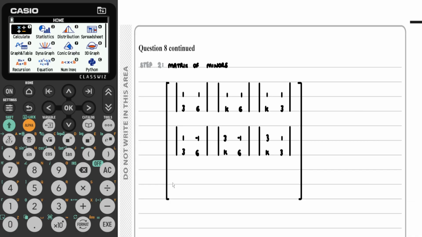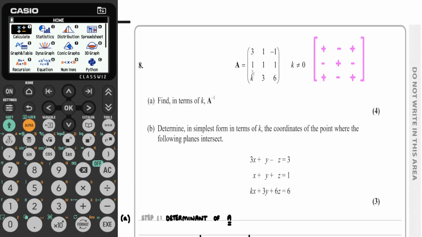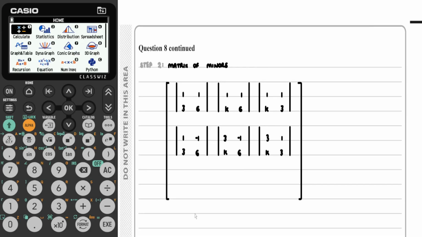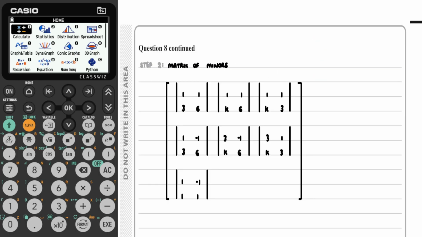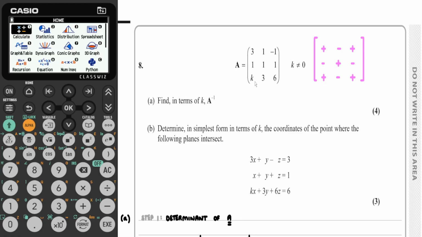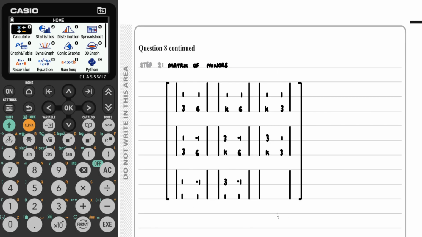For the next element, we cover the third row and the first column and take the determinant of what's left over. So we have the determinant of 1, negative 1, 1, 1. For the next element, we cover the third row and the second column and take the determinant of what's left over. So we have the determinant of 3, negative 1, 1, 1. For the next element, we cover the third row and third column and take the determinant of what's left over. So we have the determinant of 3, 1, 1, 1.